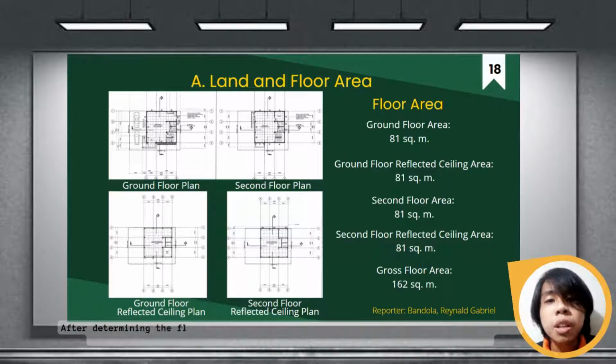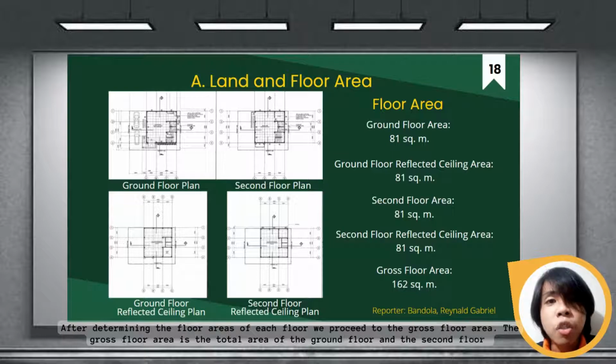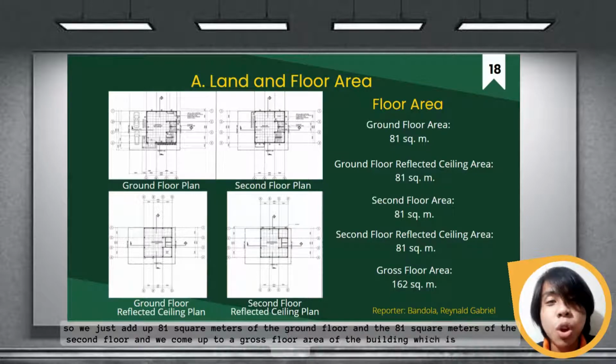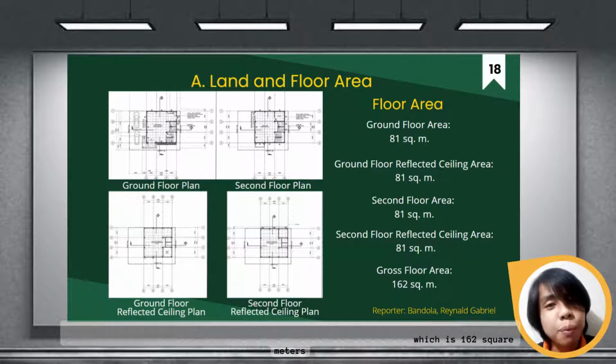So after determining the floor areas of each floor, we proceed to the gross floor area. So what is gross floor area? The gross floor area is the total area of the ground floor and the second floor. So we just add up 81 square meters of the ground floor and 81 square meters of the second floor, and we come up to a gross floor area of the building, which is 162 square meters.